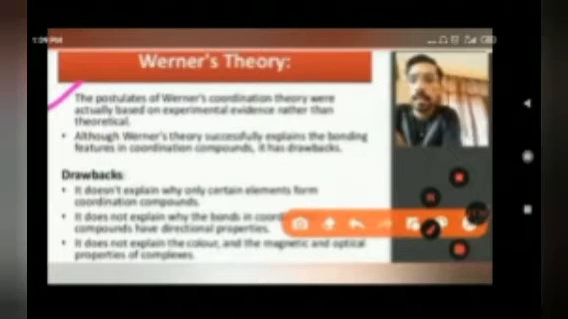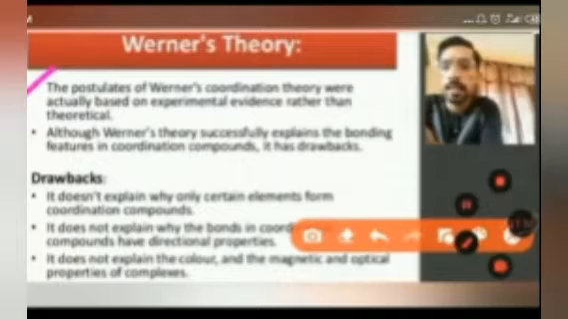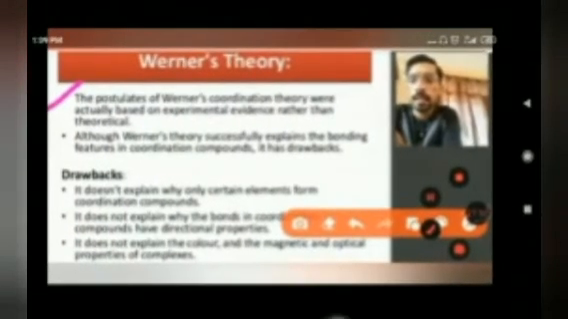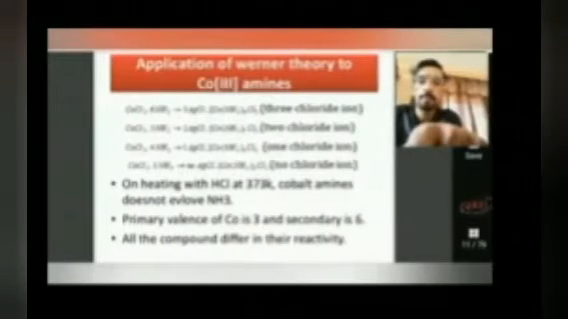Then we have learned about Werner's theory. The postulates of Werner's coordination theory were actually based on experimental evidence rather than theory. Then we have learned about its drawbacks. Then we have learned about Werner's modern electronic theory of valency. Then we have learned about its application.